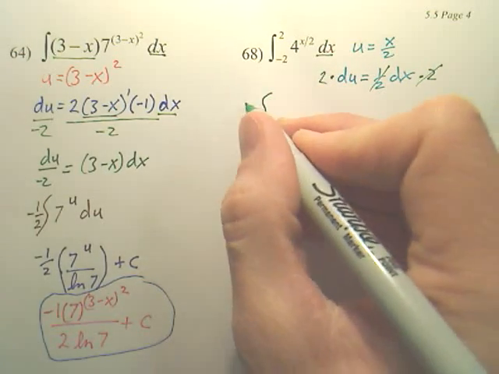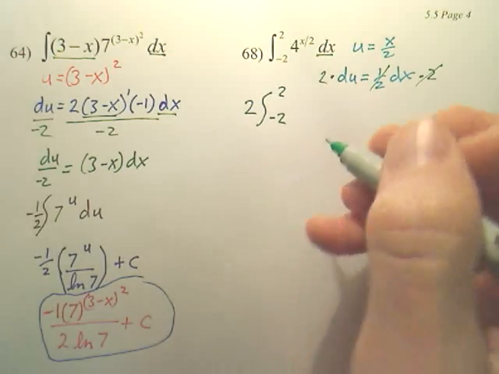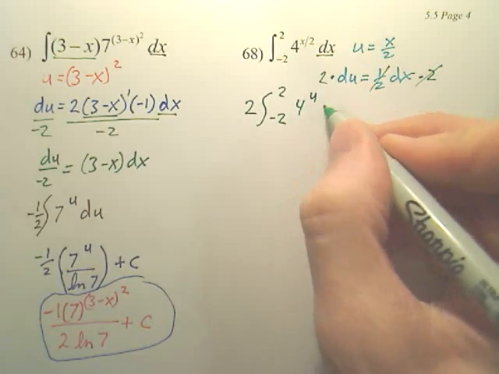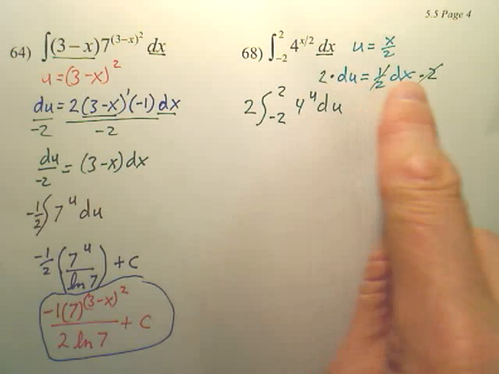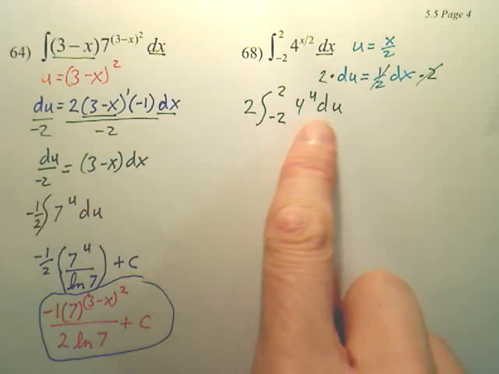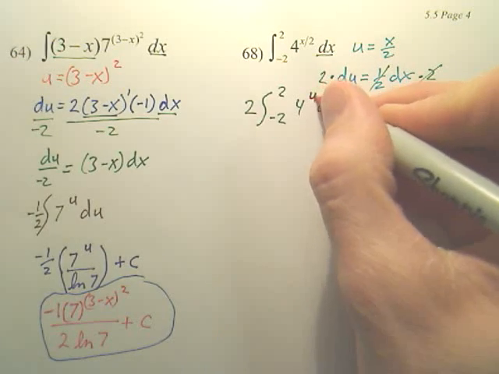So your new integral, I put the 2 out front, from -2 to 2, 4u du. Again, 2 du replaces dx, and I just took the 2 from the du and put it out front. That is not a 4, that's a u.